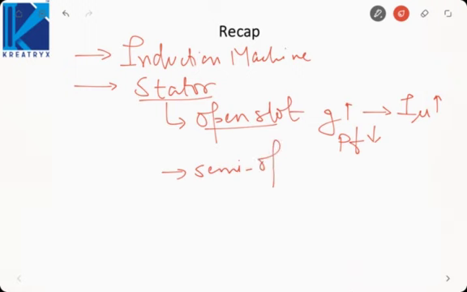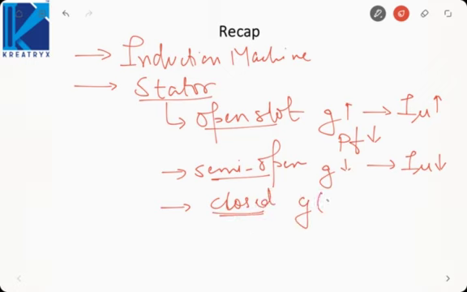Then we saw semi-open type of slot, in which air gap was less, so magnetizing current was also less. Then we saw closed slot. In case of closed slot, the winding was not accessible, and though the air gap was minimum, leakage reactance was high. Leakage reactance was very high in case of a closed type of slot, so that was also affecting the performance. We do not want the leakage reactance to be high.